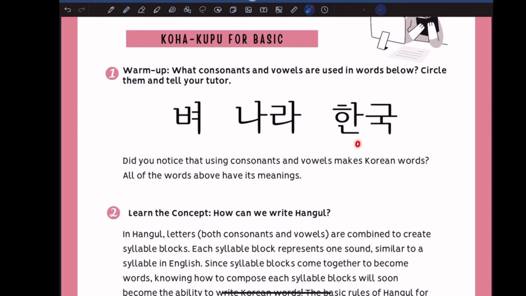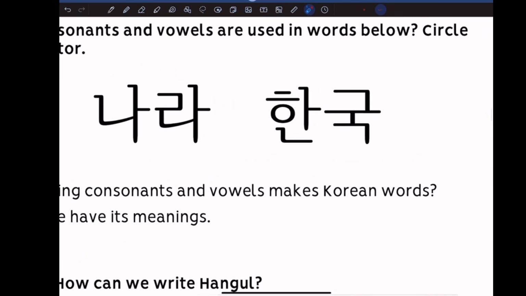So if you take a look at the last word over here, it is Hanguk. It's pronounced Hanguk. So Hanguk in English means Korea. So if you see over here, it's going to be kind of complicated, but if you take a good look around, you can see the h sound and the n sound. And there's a g sound on the top and the below of the word that is on the right.